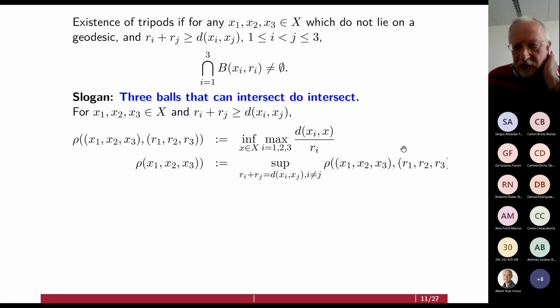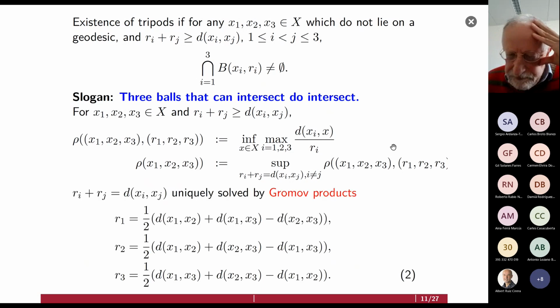Again, we can formulate that in a more complicated way. We take points x, we look at the distance of those points from the 3 points x1, x2, and x3, and divide by the corresponding radius. And then we want to find points x for which this quantity is as small as possible. And then, of course, we only need to look at radii whose sum is equal to the distance between the corresponding points, and then we just take the supremum over all such radii. And this property that Ri plus Rj, the sum of the radii, is equal to the distance between the two corresponding centers, is solved by the Gromov products.